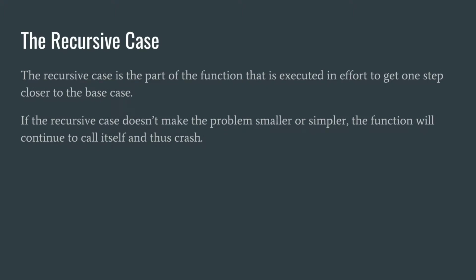The second part is the recursive case. The recursive case is the part of the function that is executed over and over again in order to make the problem you're trying to solve get smaller and smaller. In other words, trying to get your problem one step closer to reaching the base case, which will cause the function to actually end. So if the recursive case doesn't make the problem smaller, the function will continue to call itself and eventually crash.